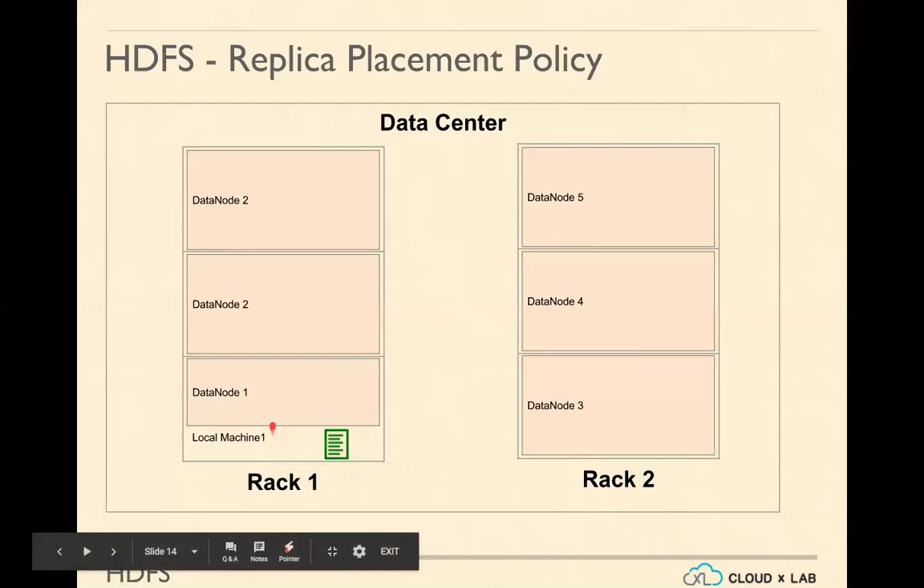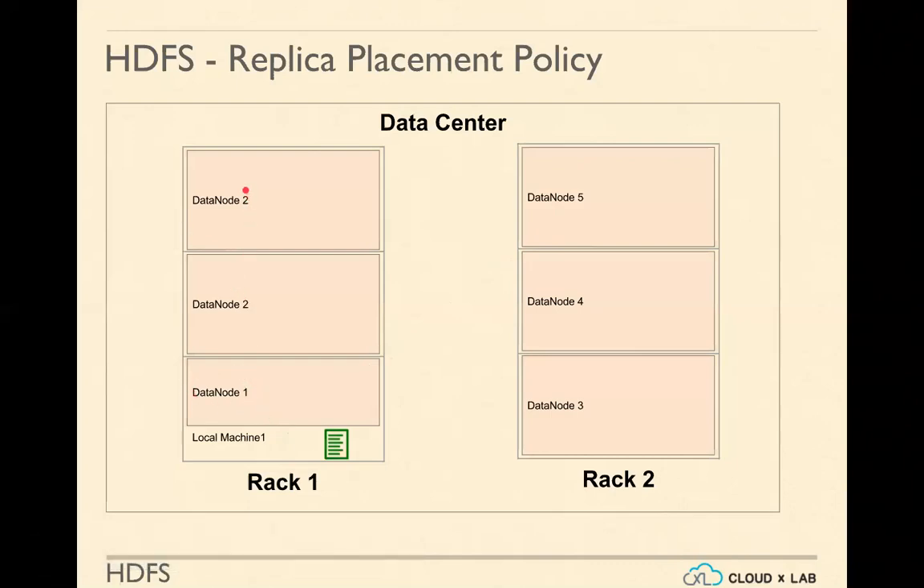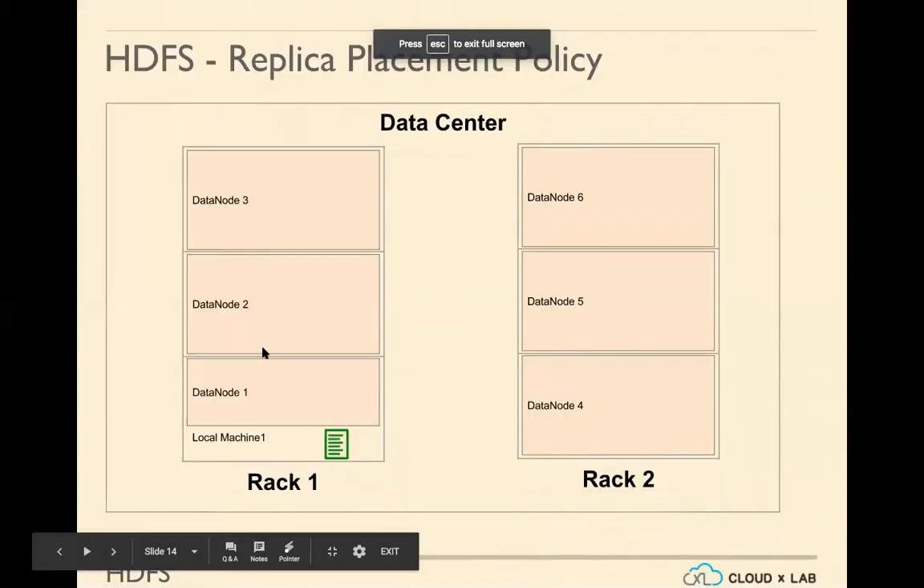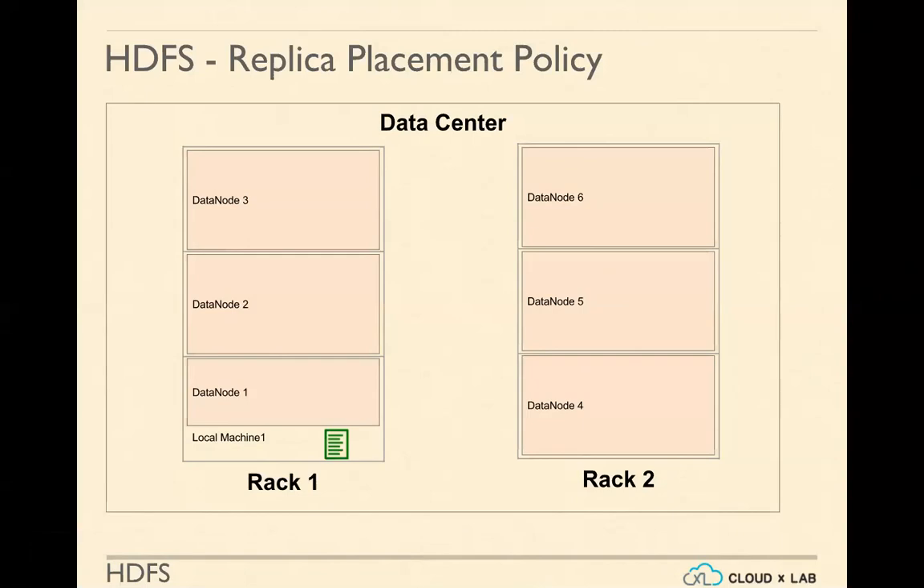Imagine that you have data node 1, 2, and 3, and 4, 5, 6. These are the data nodes. Actually, the numbering is wrong, let me just fix it quickly. This is 3, and this is 4, and 5, and 6. Okay. Imagine that you have a data center. The data center has 2 racks in this example.